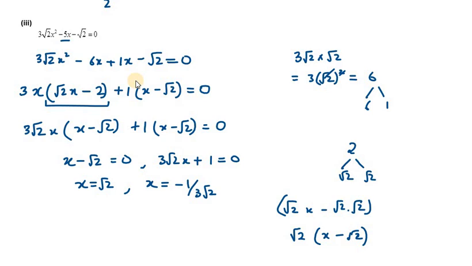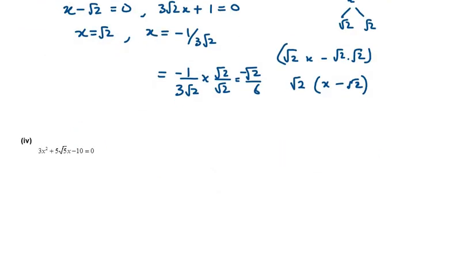For the third part, if you want to rationalize this, you can do it by multiplying and dividing the term with √2. So this will be −√2 at the numerator, and at the denominator you will get 6. So these are your two solutions for the third part. Let's move on to the fourth part.